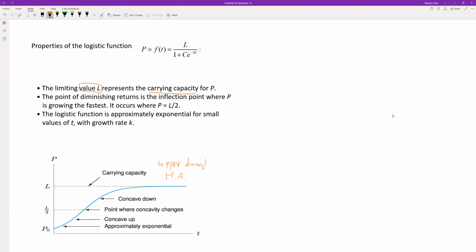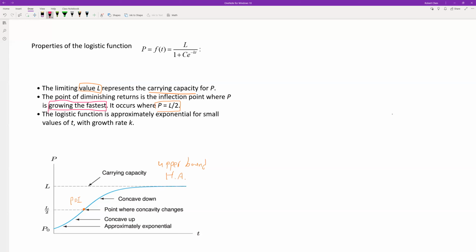All right, next, the point of diminishing return is the inflection point where P is growing fastest, and it occurs where P is equal to L over 2. So here, L over 2, that is your point of inflection. And as it mentions here in the notes, it's where it's growing the fastest. Okay, so that's important to keep in mind.